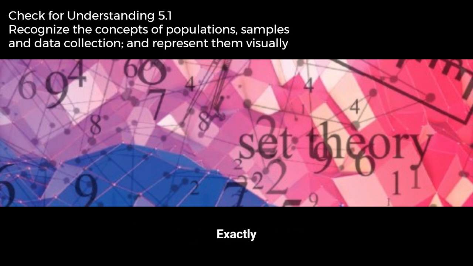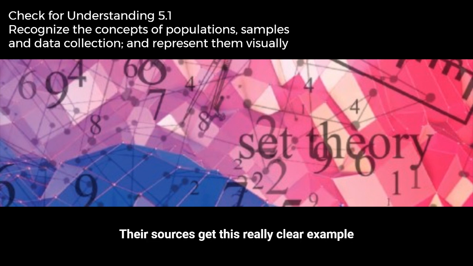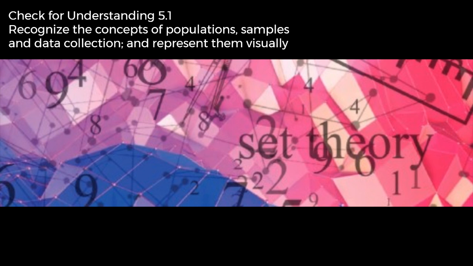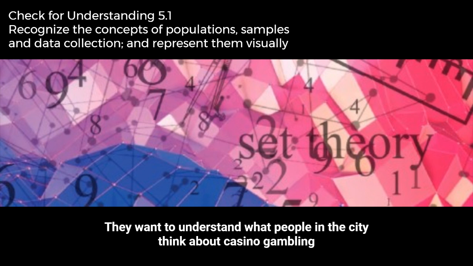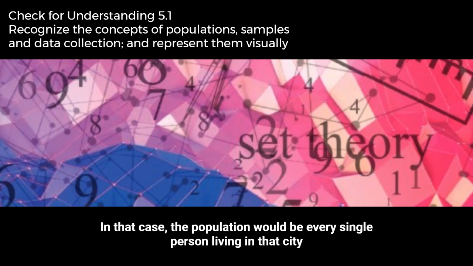The whole shebang. Exactly. So in statistics, when we talk about a population, we're talking about the entire group that we're interested in, the whole kit and caboodle. Our sources give this really clear example. Imagine a group of hotel owners in a city. They want to understand what people in the city think about casino gambling. In that case, the population would be every single person living in that city.